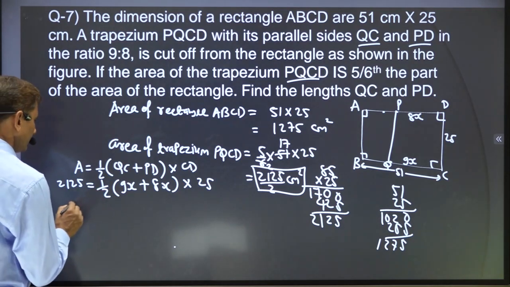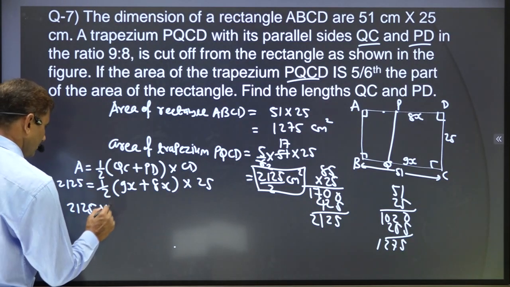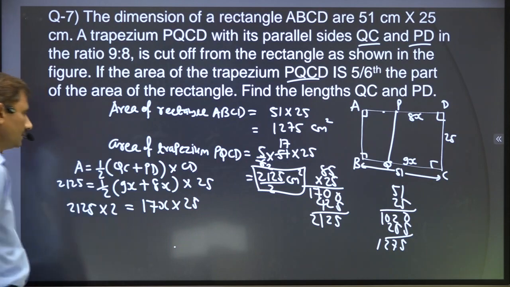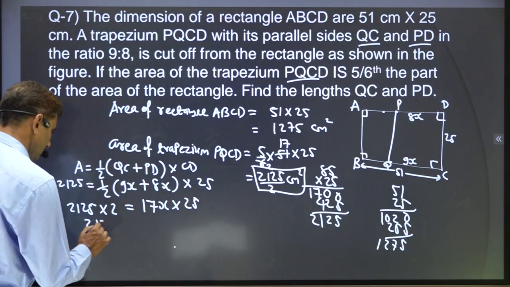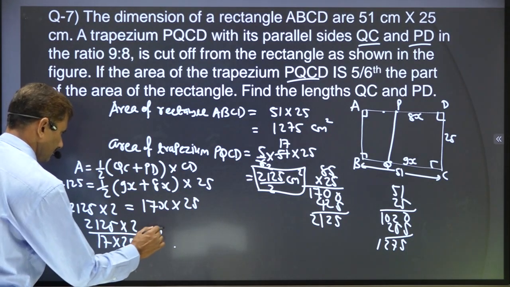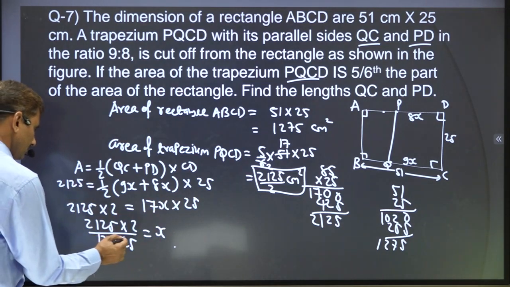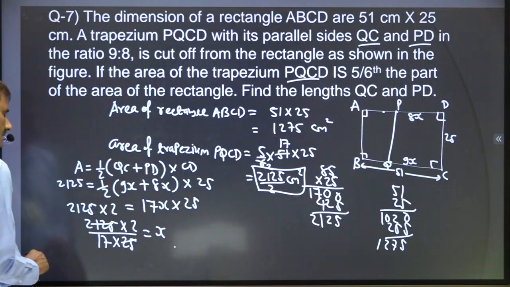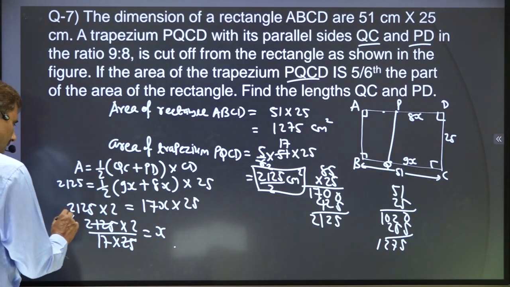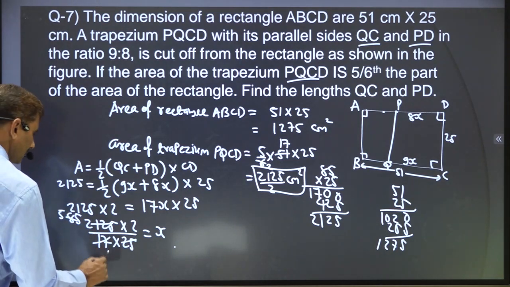Okay, so now it will be 2125 into 2. I am shifting 2 here, is equal to 17x into 25. So it will be 2125 into 2 upon 17 into 25 is equal to x. Okay, 17 and 25 shifted here. So now with 25 it is possible to cancel out. So 25 8s are 200 and here 5. Now you know 17 5s are 85. So 10 equal to x.